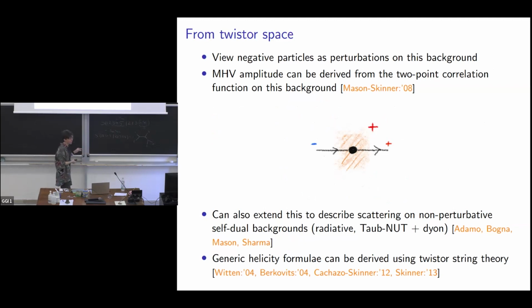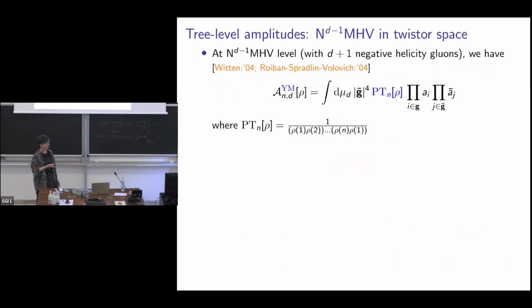And we can also extend this using various methods to describe scattering on non-perturbative self-dual backgrounds, such as radiative, self-dual Taub-NUT, and self-dual dyon backgrounds. And generic helicity, so beyond MHV, can be derived using twistor string theory. And you can prove these using BCFW recursion. So these are given by the RSVW formula for Yang-Mills. I'll be explaining all of these elements later on.